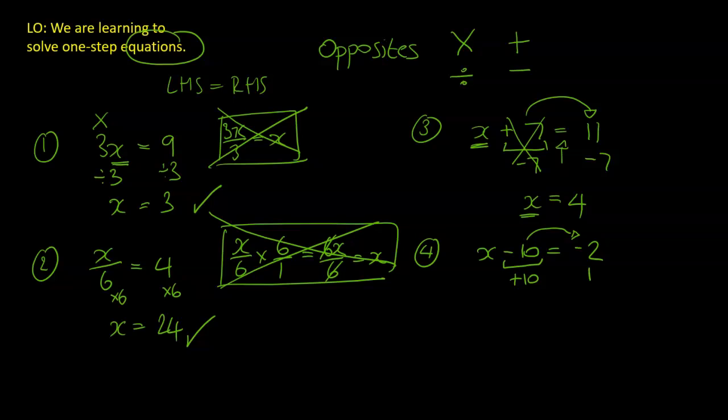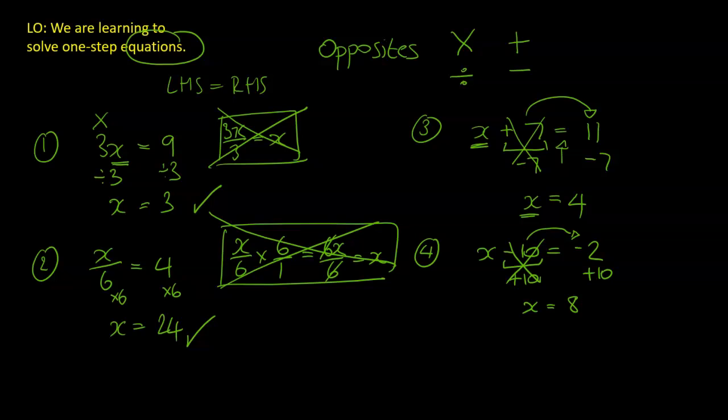We've done it to that side, so we've got to do it to this side. These here, they're designed to cancel each other out because that's what we're trying to achieve. X is equal to positive 8. So that was 4 very quick questions in relation to that.